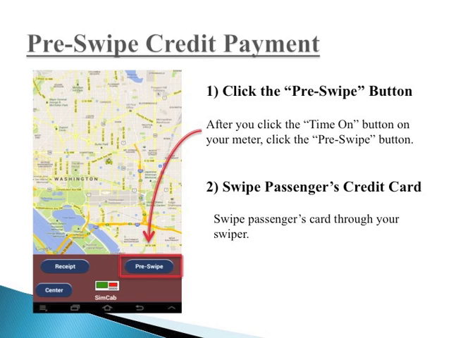Once you have reached your destination and click the Time Off button on your meter, simply follow the normal steps for accepting a credit card payment. You will not have to swipe your passenger's credit card again.